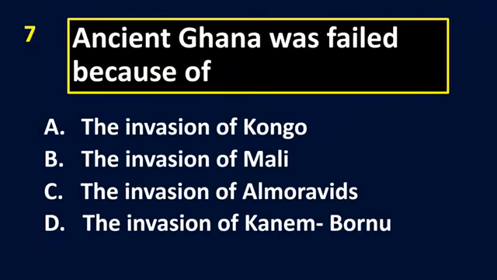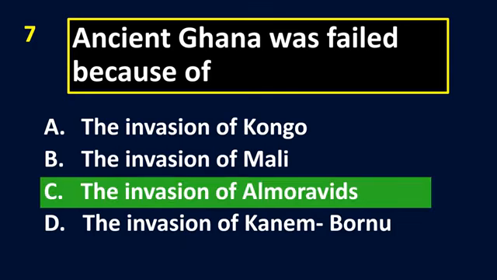7. Ancient Ghana failed because of A. The invasion of Congo, B. The invasion of Mali, C. The invasion of Almoravids, D. The invasion of Kanem Bornu. The answer is C. The invasion of Almoravids.